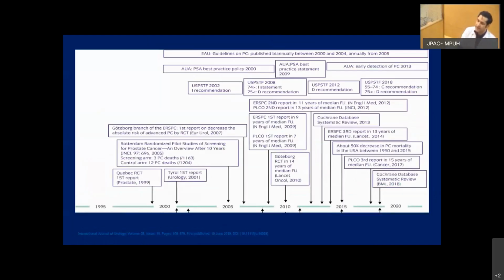So from 1991 to 2008, there was the worldwide era of PSA screening. After 2008 till 2014 or 2017, there was an era in which everybody was against PSA screening. And from 2017-18, there has been a new interest in PSA screening again. We will see in the coming slides how it has gone.